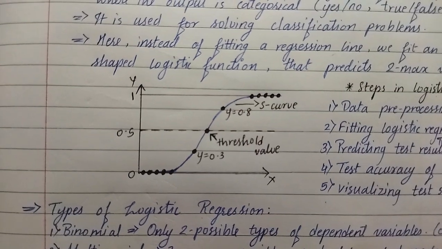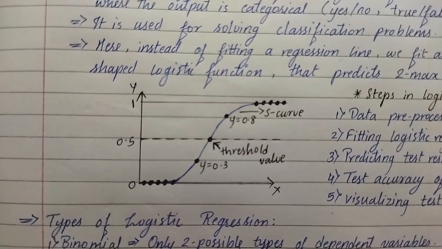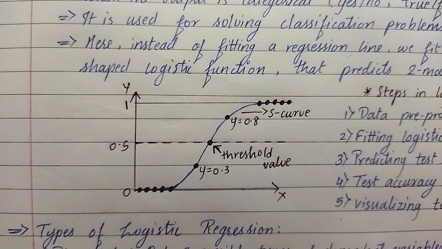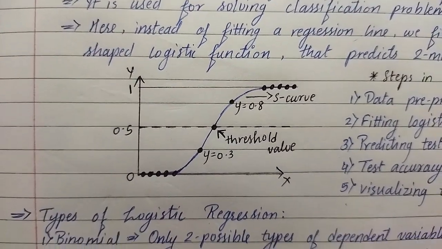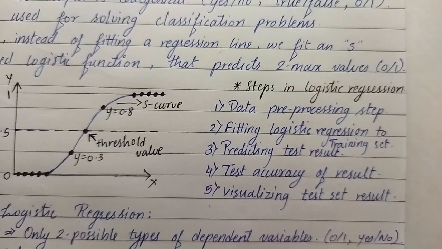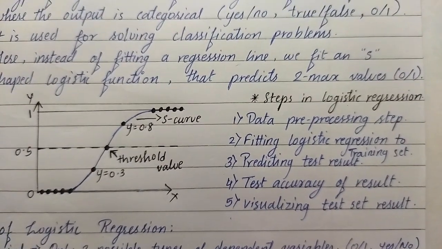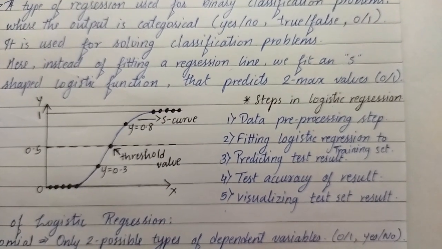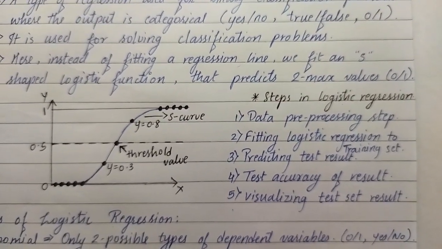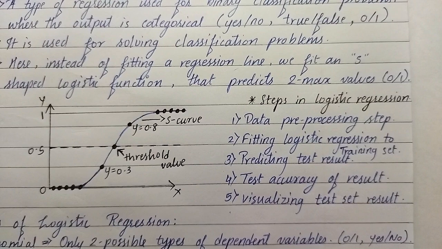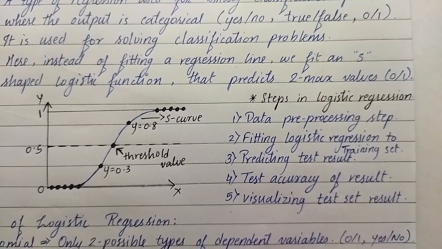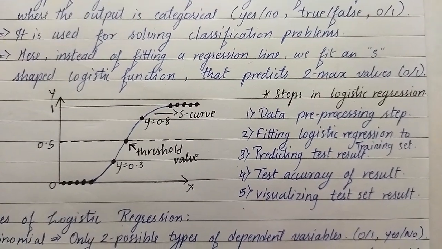So this is the logistic function shaped S that we have fitted here. Also the steps in logistic regression are: data preprocessing step, then fitting logistic regression to training set, then predicting test result, fourth is test accuracy of result, fifth is visualizing test set result.